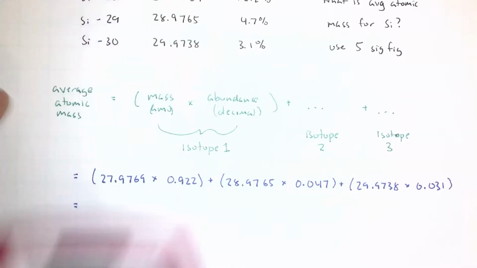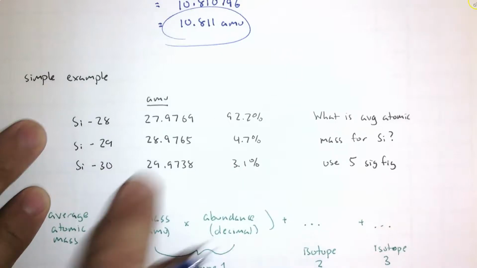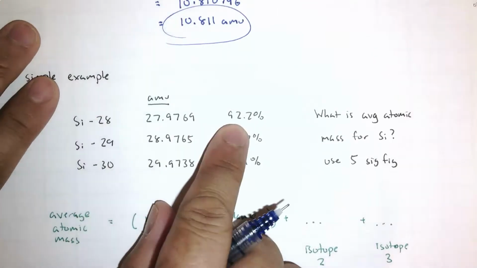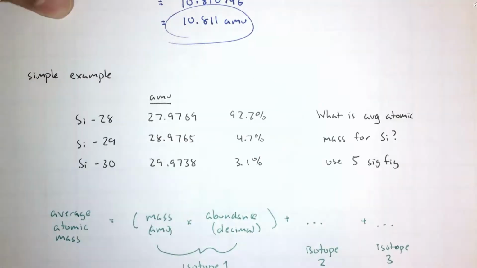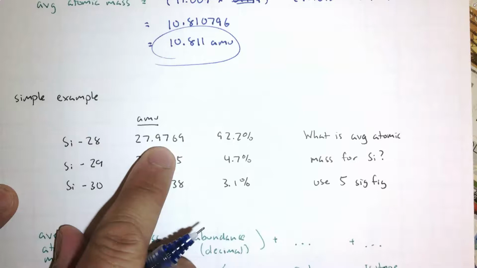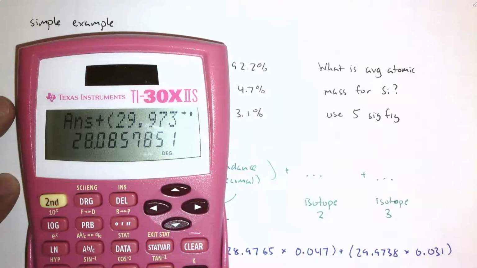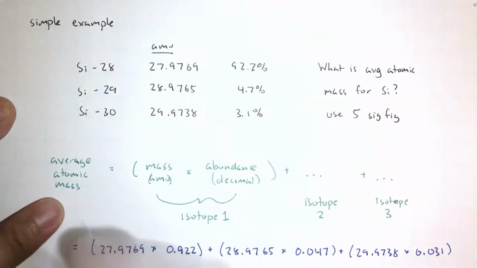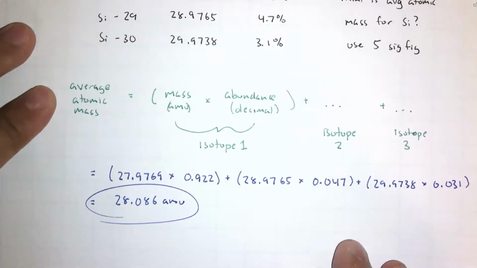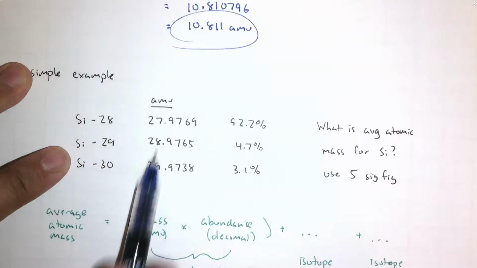Okay, before I press enter, we should expect something, if you look at the data up here, it shouldn't be in between the low and the high. It really should be much, much closer to the low because there's 92.2% of the least massive isotope. So I'm expecting something above 27.97, but not too far above 27.97. Okay, enter. 28.086. 28.086 AMU. Circle. Is that close? See, it's still pretty close. 28.086 is still pretty close to this number rather than this number right here.